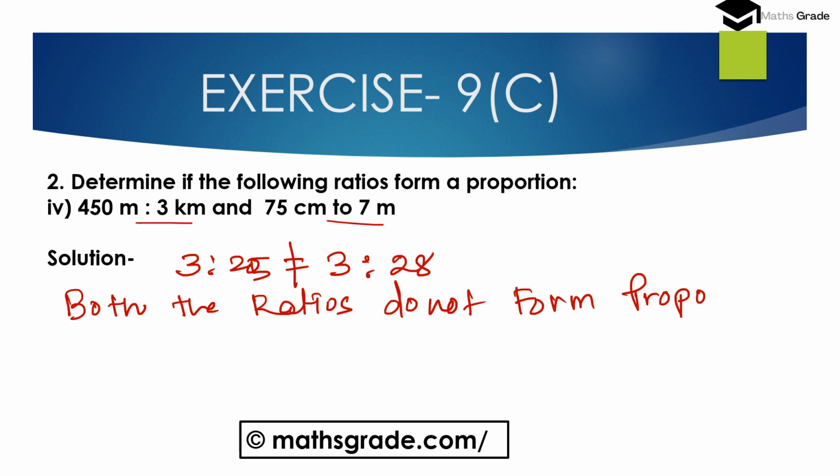So the ratios don't form a proportion. These two ratios, that is 450 meter is to 3 kilometer and 75 centimeter to 7 meter, don't form a proportion.